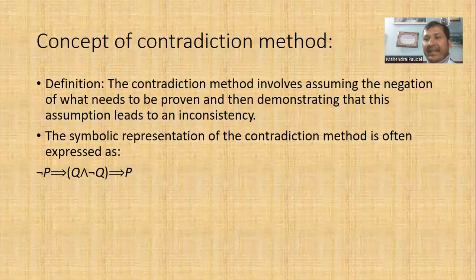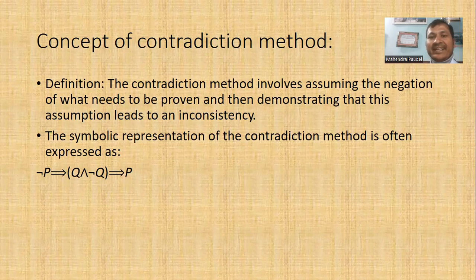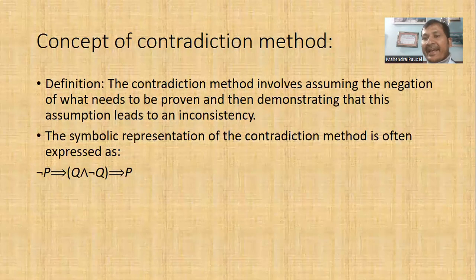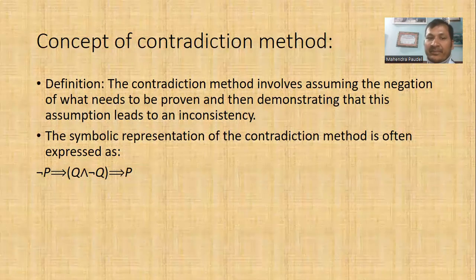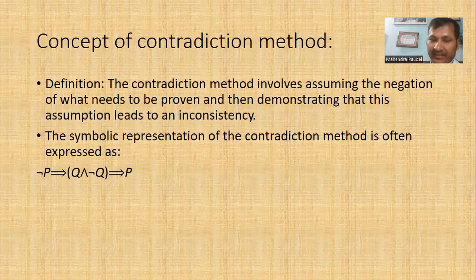Concept of contradiction method. The contradiction method involves assuming the negation of what needs to be proven and then demonstrating that this assumption leads to an inconsistency. The symbolic representation of the contradiction method is often expressed as negation of P, then Q, and negation of Q, then P.